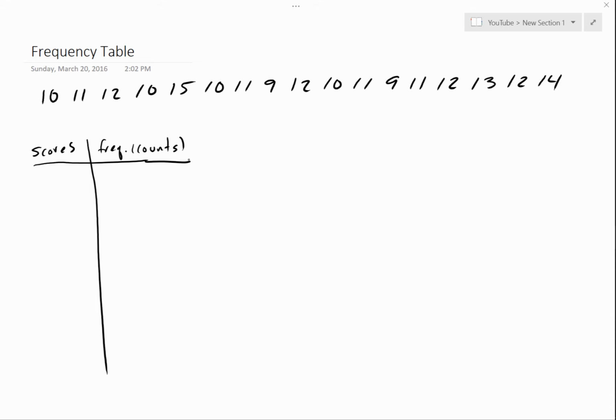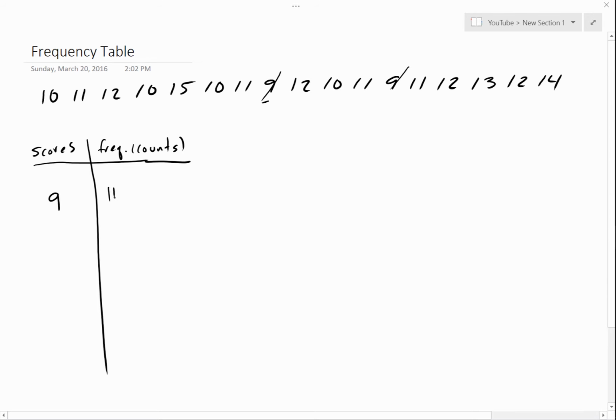Okay, so scores. So I got a whole bunch of different values here, right? I got 10s and 9s and 12s. If you look very closely, the lowest number seems to be 9. So we'll put 9 here as a score. So how many 9s do you have? 1, 2, right? So you have 2 of them.